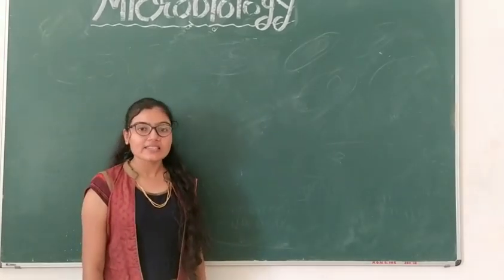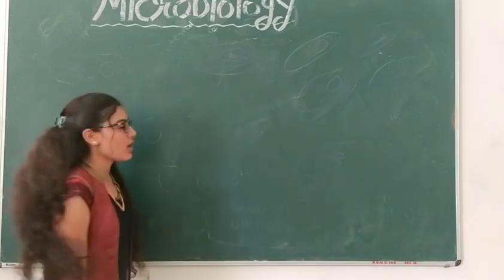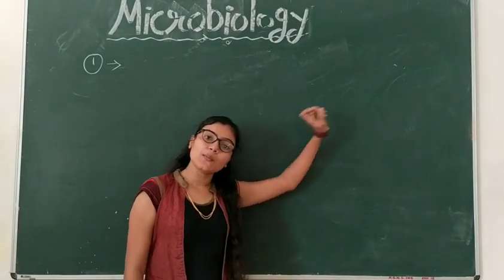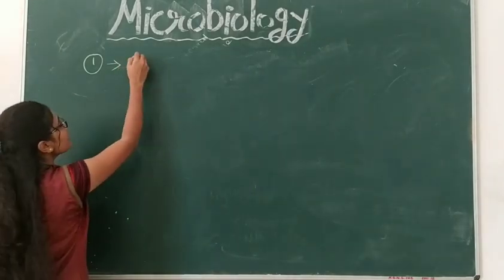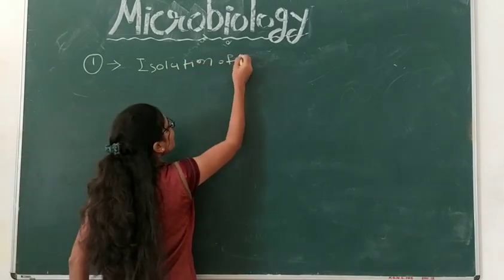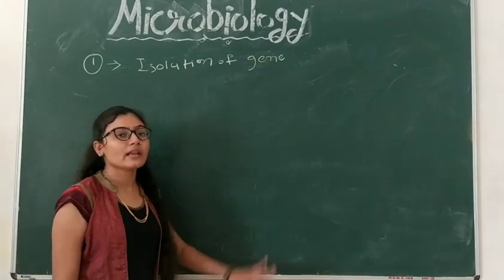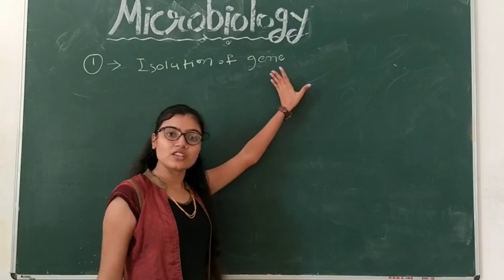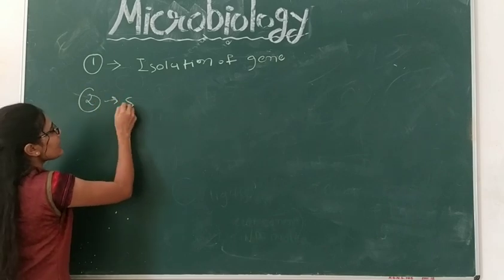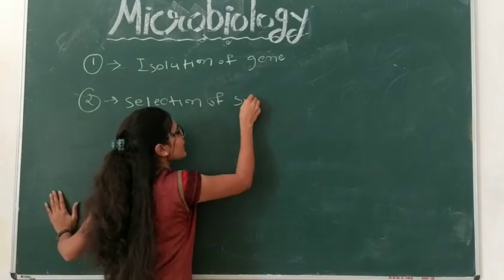Now we will discuss the steps performed in gene cloning in a prokaryotic cell. Now the first step is isolation of gene. For that product we will require the gene. First of all isolate the specific gene and DNA fragment. After isolation, second step, selection of suitable vector.